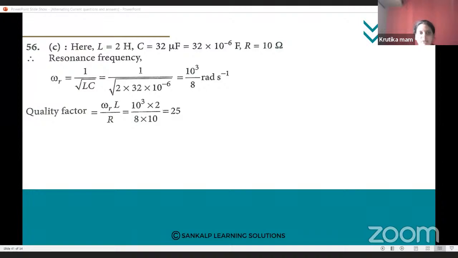L and R are known. What to do with omega, the resonant frequency? It is 1 divided by root of LC. So 1 divided by root of L into C, which is 2 into 32 into 10 raised to minus 6. That is nothing but 10 raised to 3 divided by 8, and the quality factor is equal to omega into L divided by R. Copy down. If any doubt is there, please ask.